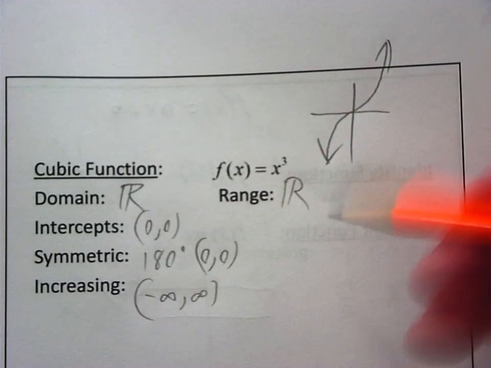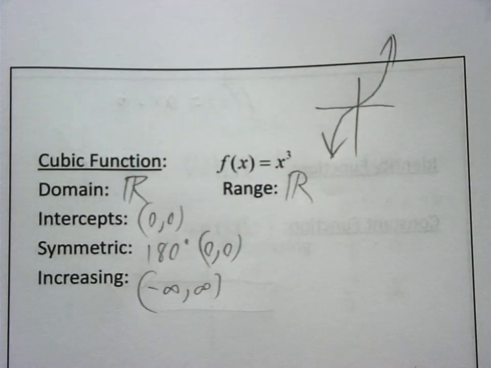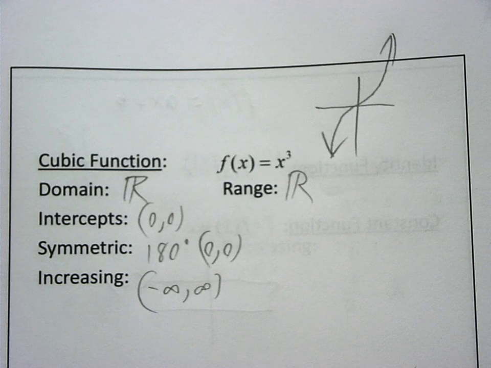Because if I go from left to right, it's going up, it's still going up, it's still going up. It looks a little bit odd because it's what's called concave down followed by concave up. But it's still increasing the whole time.